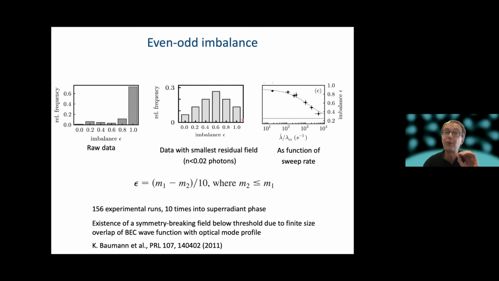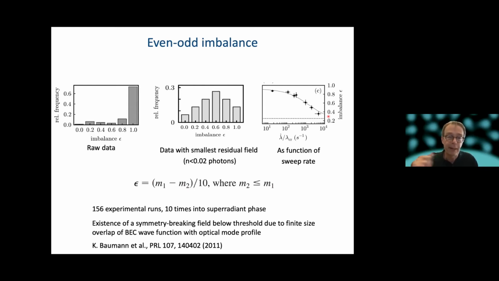And then we can look at it as a function of the sweep rate. And that was exactly the question. If we go fast in and out of the phase, in a Kibble-Zurek manner, we would create a lot of defects. So we go in fast, and the faster we go, the better is our balance. The better is even and odd balance, which makes total sense.